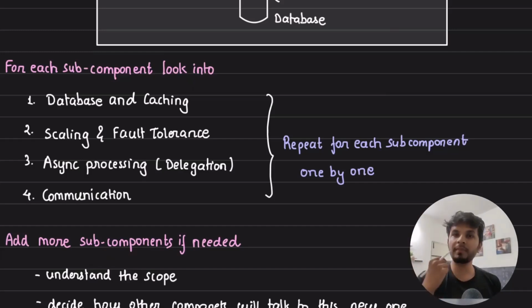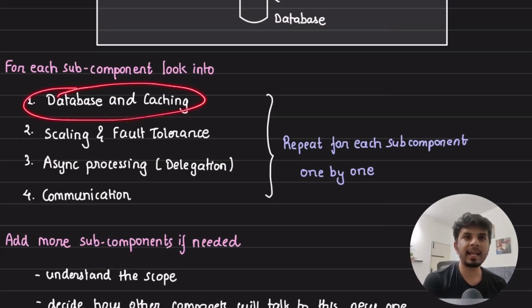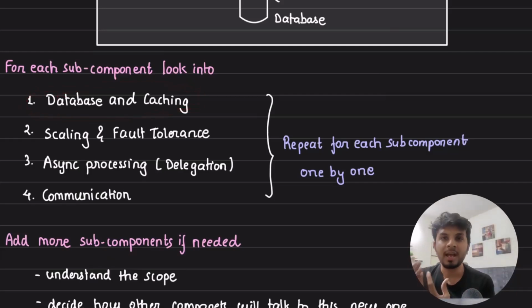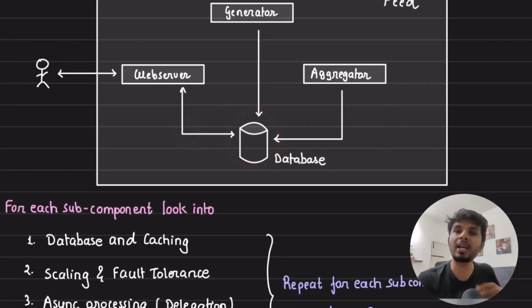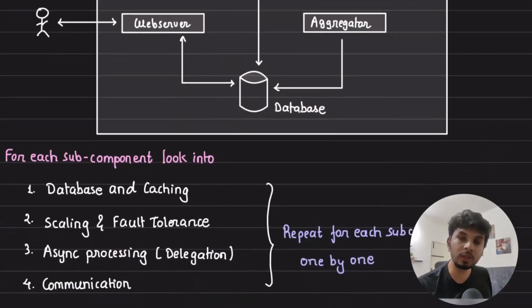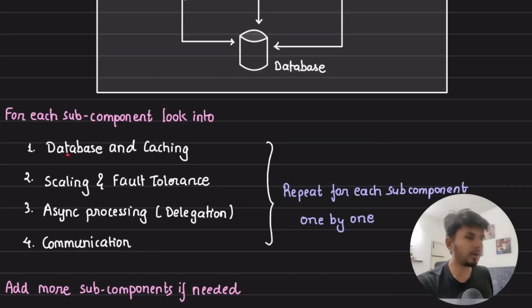First technical component that we would have to think about is database and caching. Anything and everything around storage. How are you storing the data? Do you need caches? If you need cache to make things fast, where would it lie? How would components talk to that? So first key decision that you would take in a subcomponent is around database and caching.